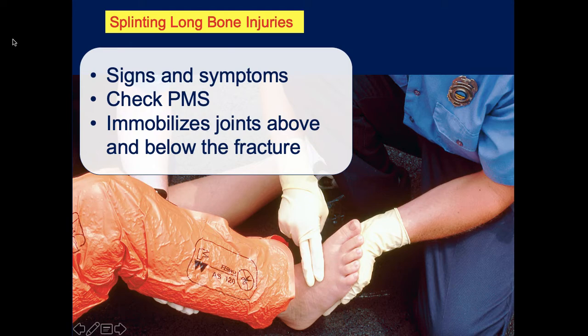Check pulse, motor and sensation, and then you're going to immobilize the joints above and below the fracture. So in the case of a lower leg injury, you'd want to stabilize the ankle, the foot, and the knee. So you need, again, a fairly long splint. If it's an upper limb and you have a forearm fracture, you want to do the wrist and the hand, and then all the way back to the elbow, and then partially up to the biceps. You want to have a pretty good stabilization point to stabilize that forearm fracture. It just depends on where the fracture might be.